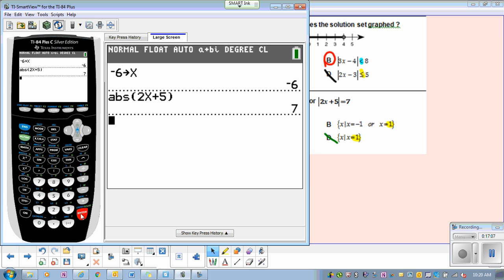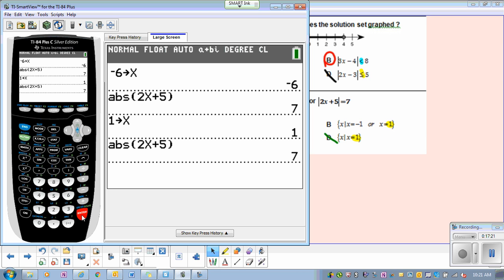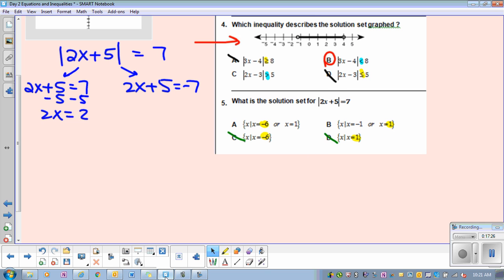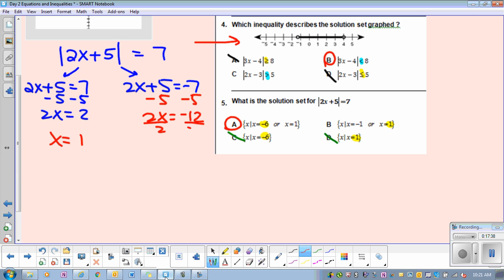Okay? And if you didn't have the ones to be the same, you could also plug in 1. So 1 store for x, math number abs 2x plus 5, that also gives me 7. So I know that -6 and 1 are solutions. Does that make sense? And if I were to solve this out, you get 1. Okay?